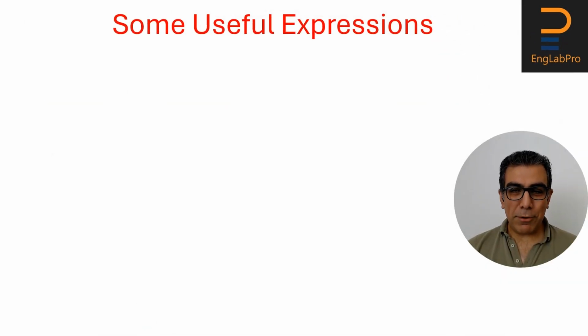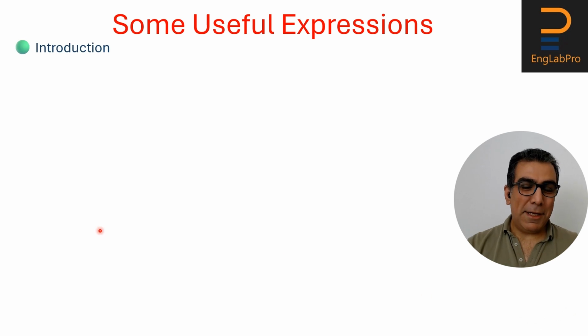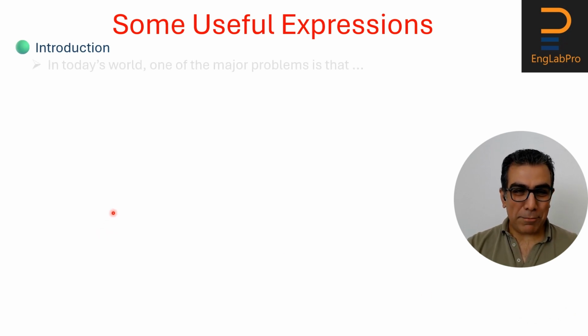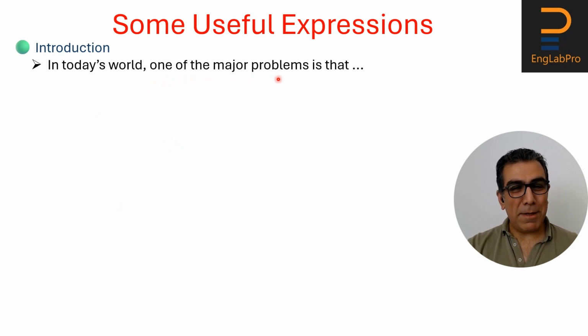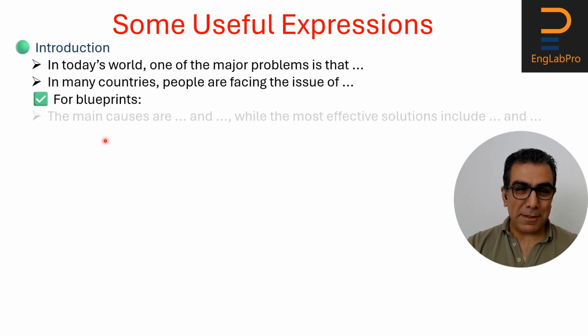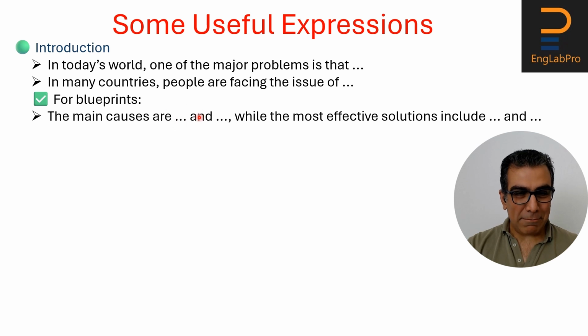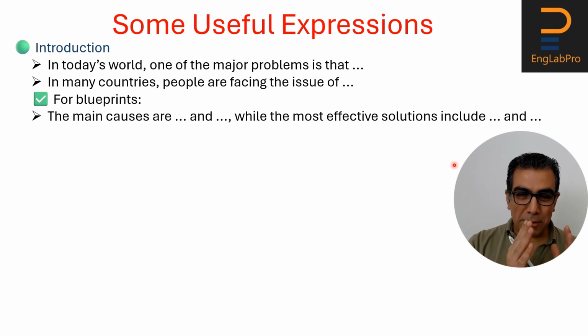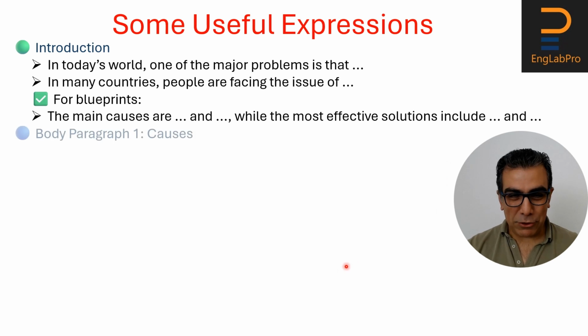Here we have some useful expressions that can be used in IELTS writing, especially in this type of questions. Well, in the introduction, you can go for these expressions. For example, in today's world, one of the major problems is that, and then you can paraphrase the question. Or in many countries, people are facing the issue of. And for blueprints, you can use this structure. You can say the main causes are A and B, while the most effective solutions include C and D. I've written it in this way so that you can actually use two blueprints for the first question and two blueprints for the second question.